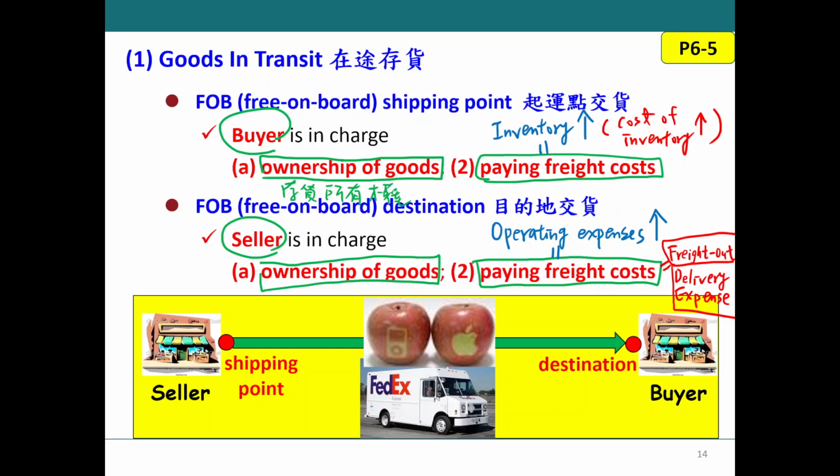Okay, so it depends on whether you are the buyer who pays the freight cost, or you are the sellers who pay the freight cost. Any questions? So we use shipping point and destination to determine who had these two apples. Okay. So before we take a break, one short question.